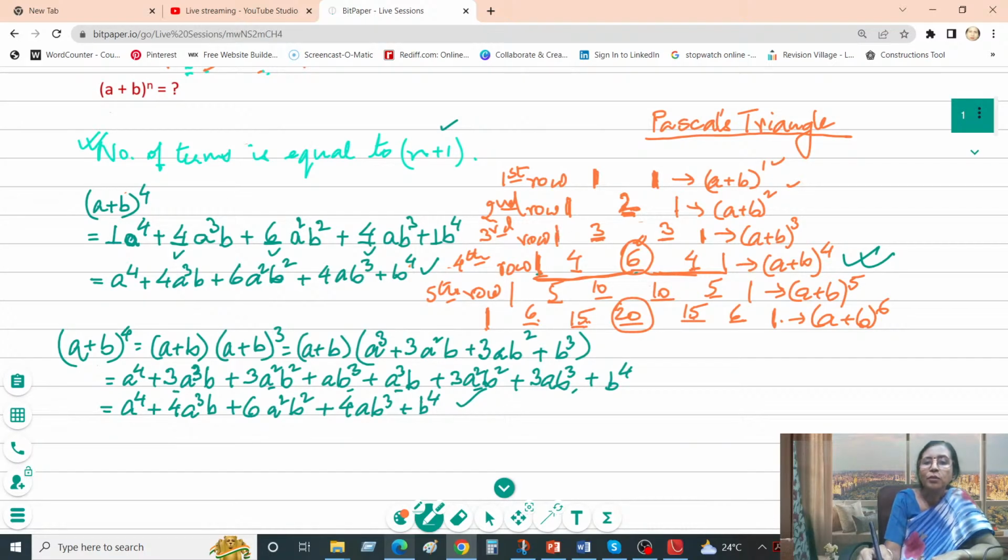What about the third row? Starting with 1, ending with 1. You see, because there are only 2 more numbers in between, both are the same. 3 and 3. For a plus b to the power of 5, it is starting with 1, ending with 1. In this case, you are having 2 middle terms which have the highest values as the same.